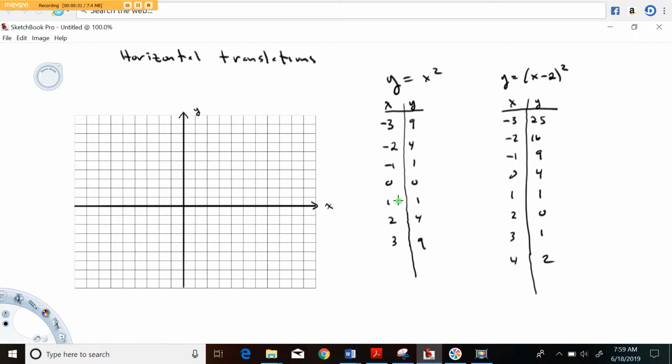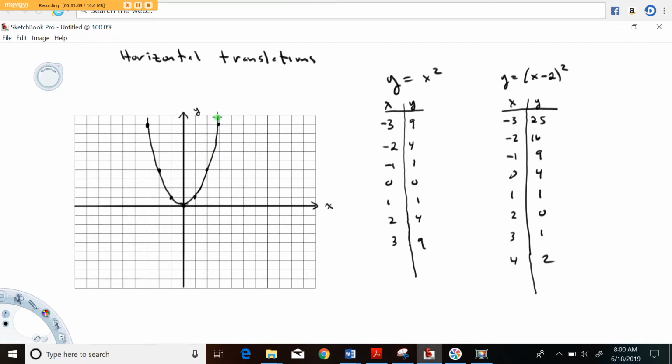If we plot these points on the graph, let's see, 1, 2, 3, 9. 1, 2, 3, 4, 5, 6, 7, 8, 9. Okay, that one is here. All right, negative 2, 4. There's 2 left, 4 up. Negative 1, 1. 0, 0. 1, 1. 2, 4. 3, 9. And then we connect the dots here to kind of finish out our sketch.